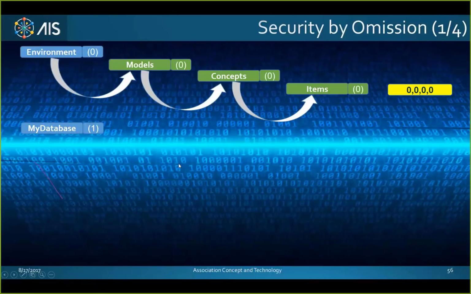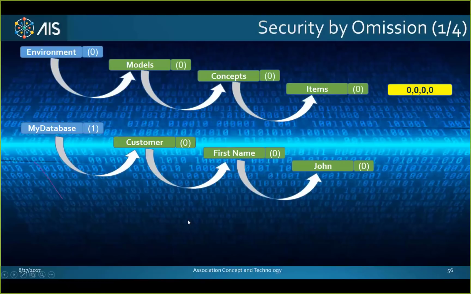Now, in real practical terms, I have my database with a value of 1, customer model with a value of 0, first name field with a value of 0, and John, the actual item, the value of 0. So now we do our referral. Within this database, 1 out of 4 billion, I have a table called customer, or a model called customer. It has a value of 0. Same with first name, same with John. That creates an address of 1-000. So now I know that I'm talking about John. I know that I'm talking about first name, and I know that I'm talking about customer, and I know that I'm talking about my database.